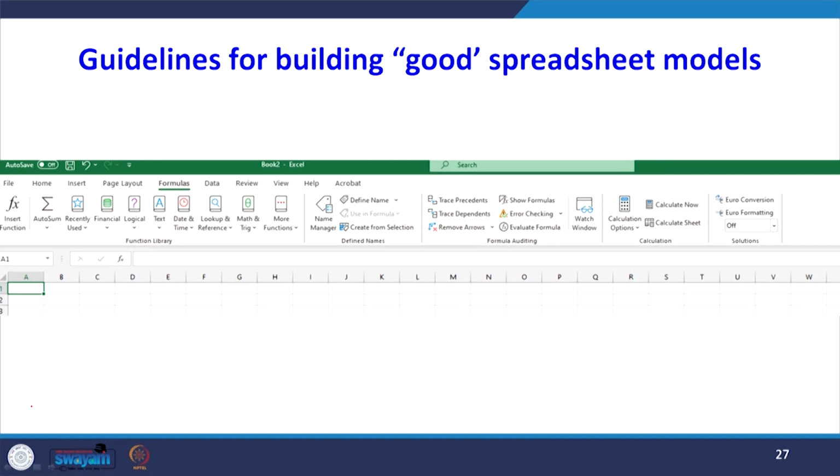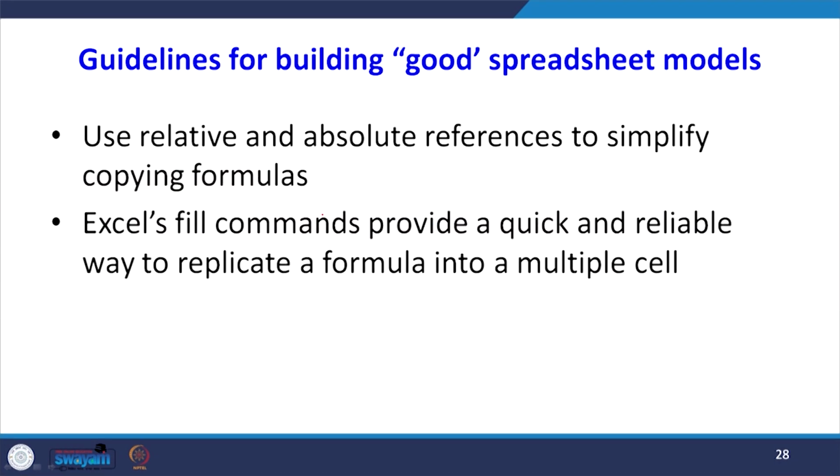I have explained that in the Formulas tab, there is an option called define name. Here you can give the names. There is also the name manager. If you want to modify a name, when you click this, you can edit the name of the range. Use relative and absolute references to simplify copying formulas. If you want to make an absolute reference in Excel, press F4, a dollar symbol will appear, and that becomes an absolute reference.